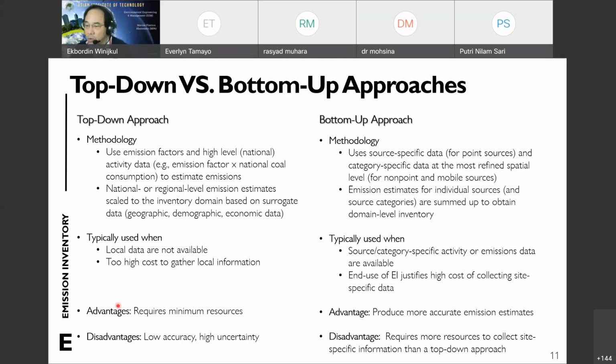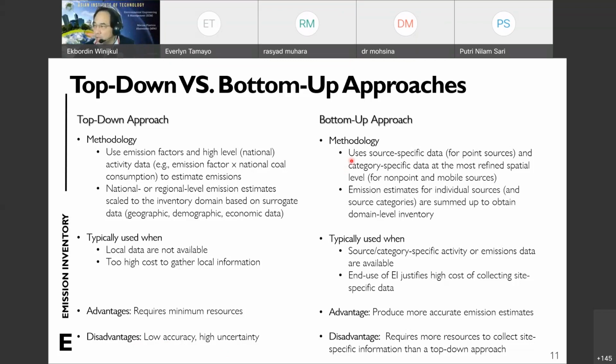If we look at the advantage of this approach, the advantage is that it requires minimum resources, right? You can collect some of the key information, and then use that key information to develop an emission inventory. The disadvantage is that it will provide you low accuracy and high uncertainty. Okay, and then on the right hand side, you can see the bottom-up approach.